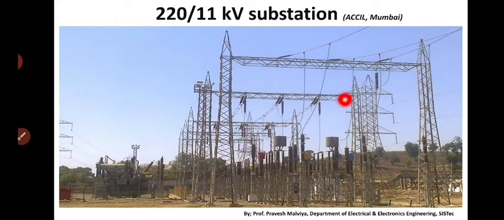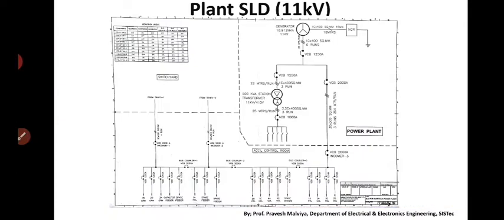So here we can see that there is an EHV line, extra high voltage line, a 220 kV line, which was tapped to this substation, and then it is stepped down with the help of this transformer to 11 kV, and then it is sent to this 11 kV bus.